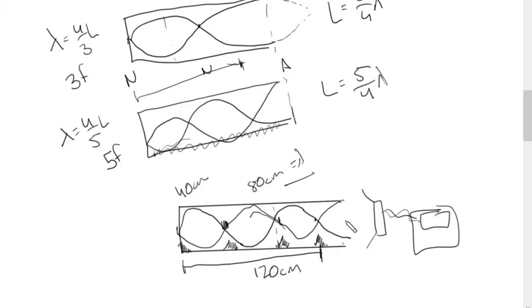So you know the frequency, right? And you know the wavelength. So what can you find? Speed of sound, c is equal to f lambda. Done.